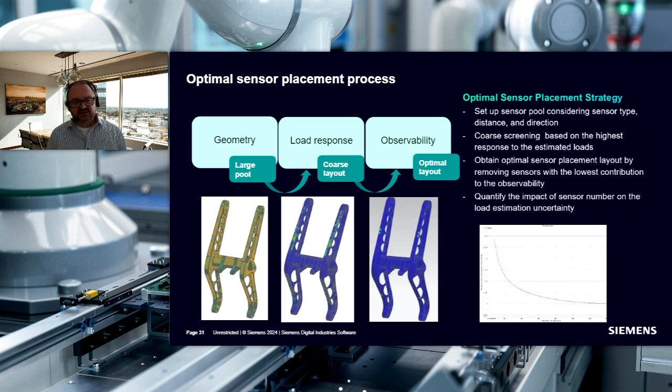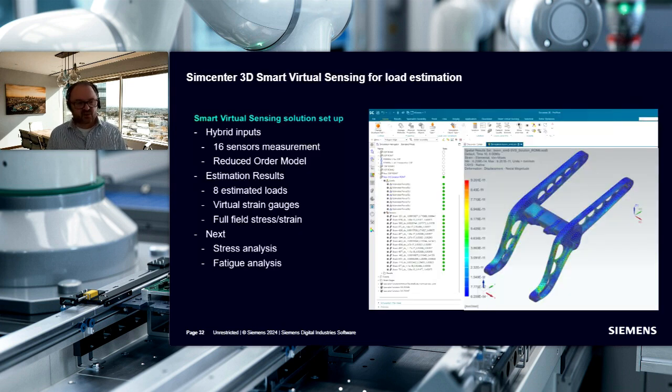So here you put on a large pool of potential measurements. You do some analysis with some loads on it, and then you get some kind of optimal layout. Now you have an optimal layout, you measure, and you go to fatigue. So that's the whole process. We did this for this kind of example here, and to be sure that what we are doing is reproducible, we did it in a kind of hybrid mode for this project.